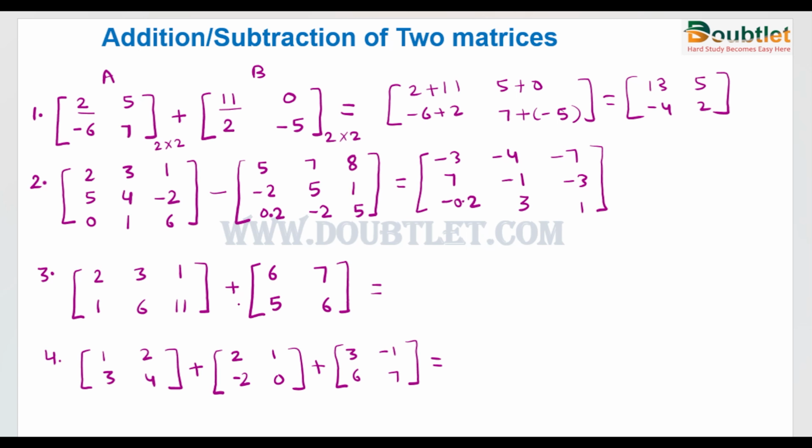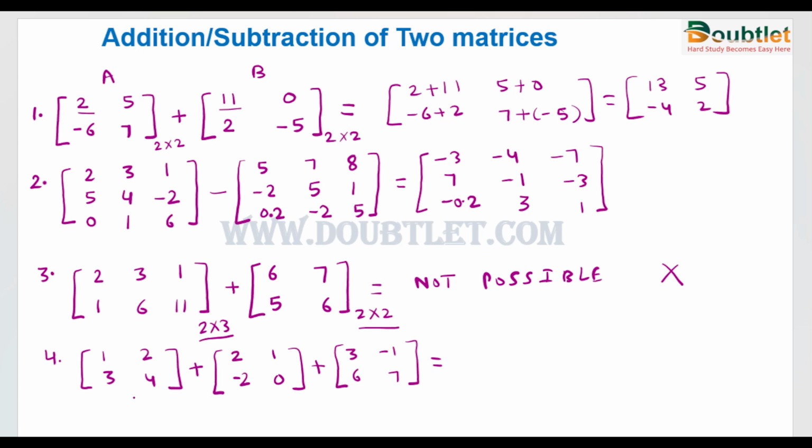Now this is a different example from the above two. We have to check the order of these matrices. There are 2 rows and 3 columns, so we can write the order of this matrix as 2 cross 3, and here there are 2 rows and 2 columns, so the order of this matrix is 2 cross 2. Since the order is not the same, addition is not possible. This is a must condition to perform addition or subtraction on matrices: the order of all the matrices should be the same. Here this is not equal to this, which means we cannot add these matrices.